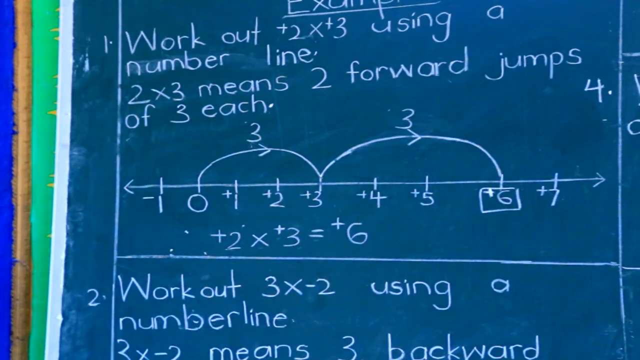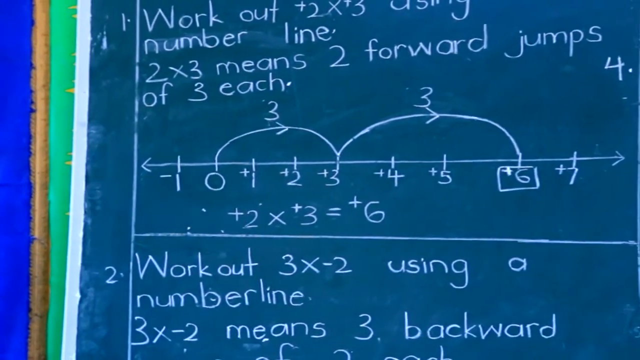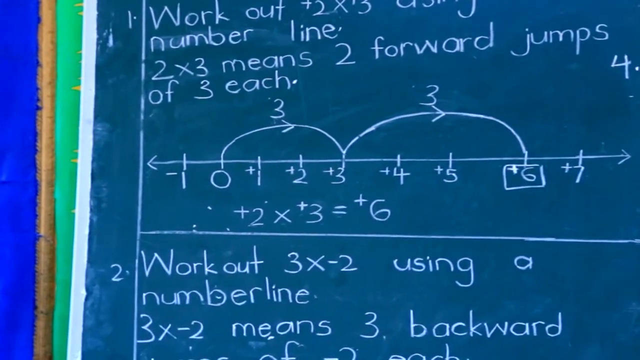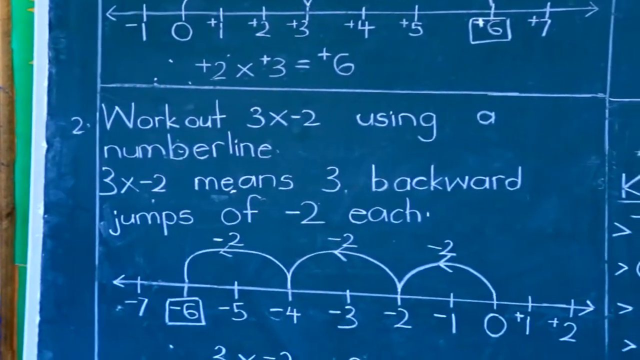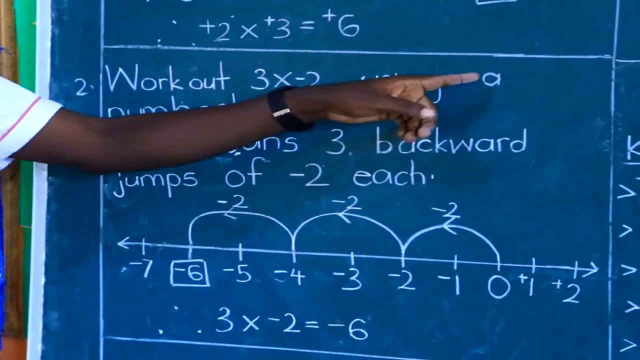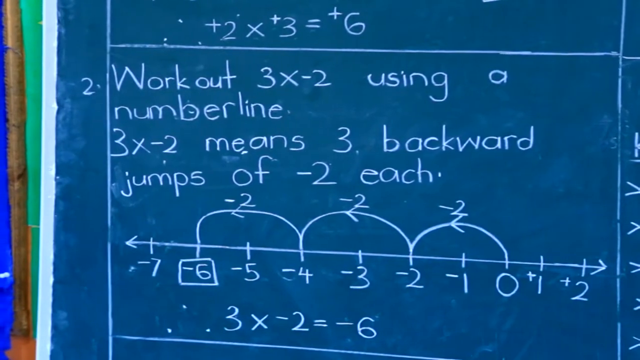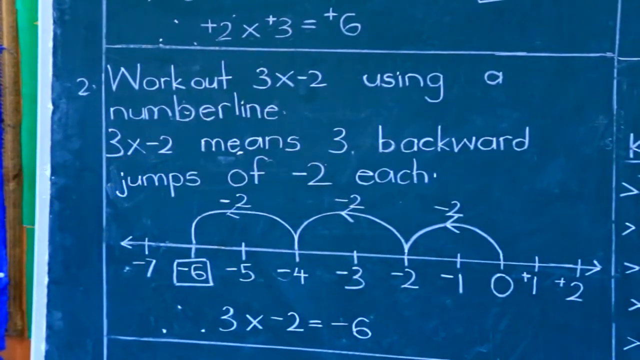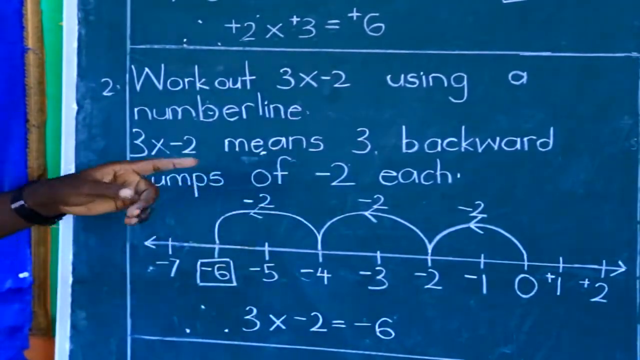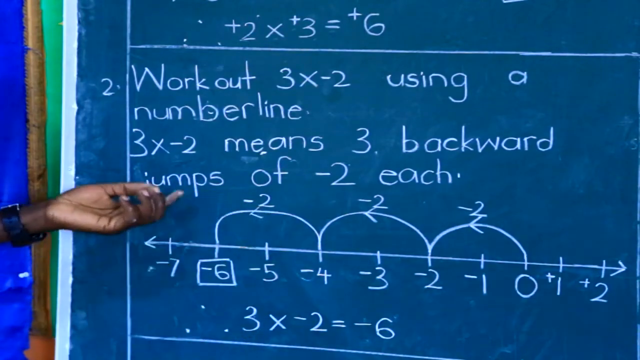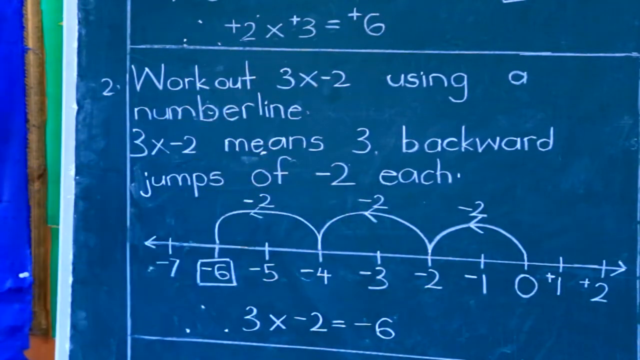Then we shall look at the second example about multiplication of integers using a number line, which reads, work out 3 times negative 2 using a number line. Like I said before, in multiplication, one first interprets the meaning, and therefore says 3 times negative 2 means 3 backward jumps of negative 2 each.